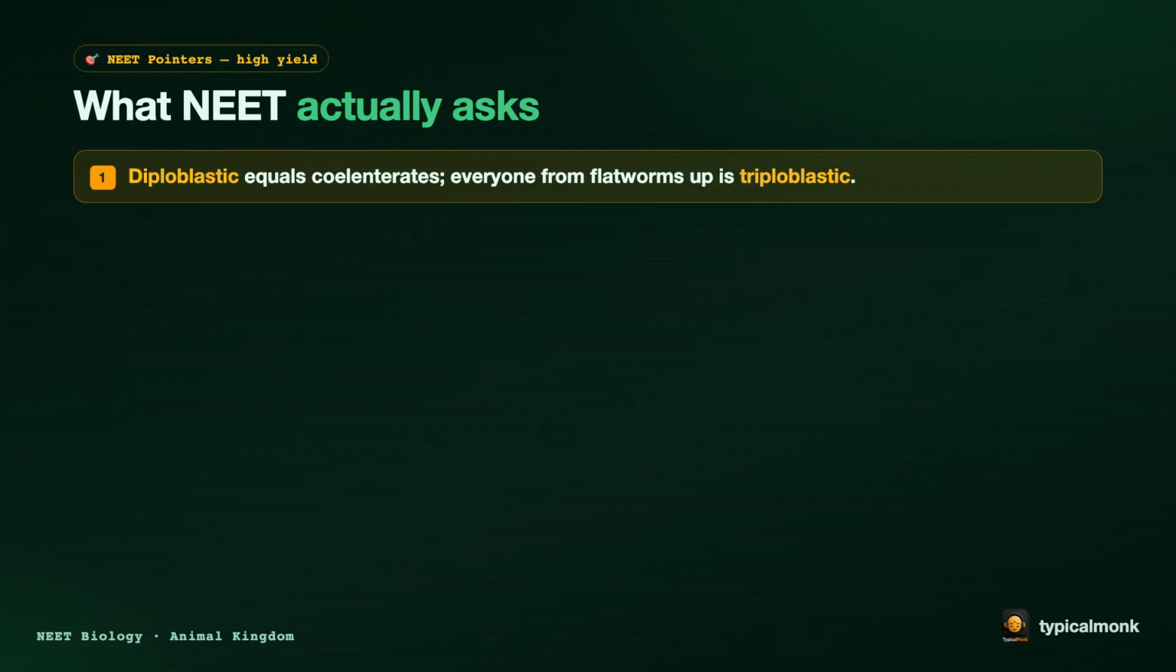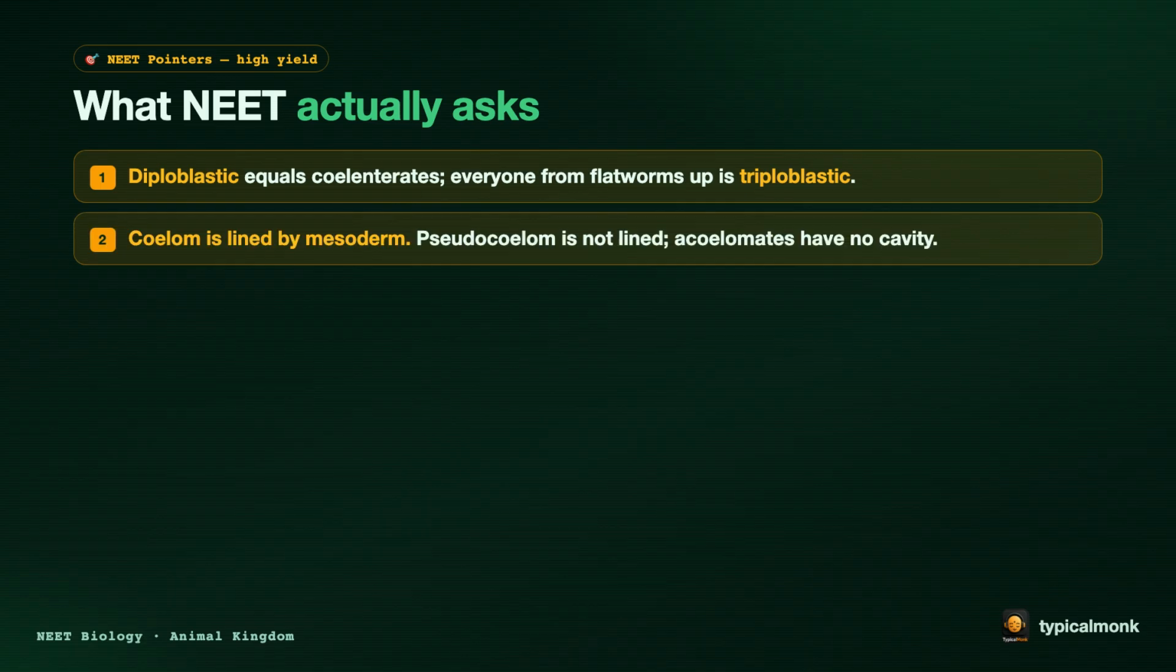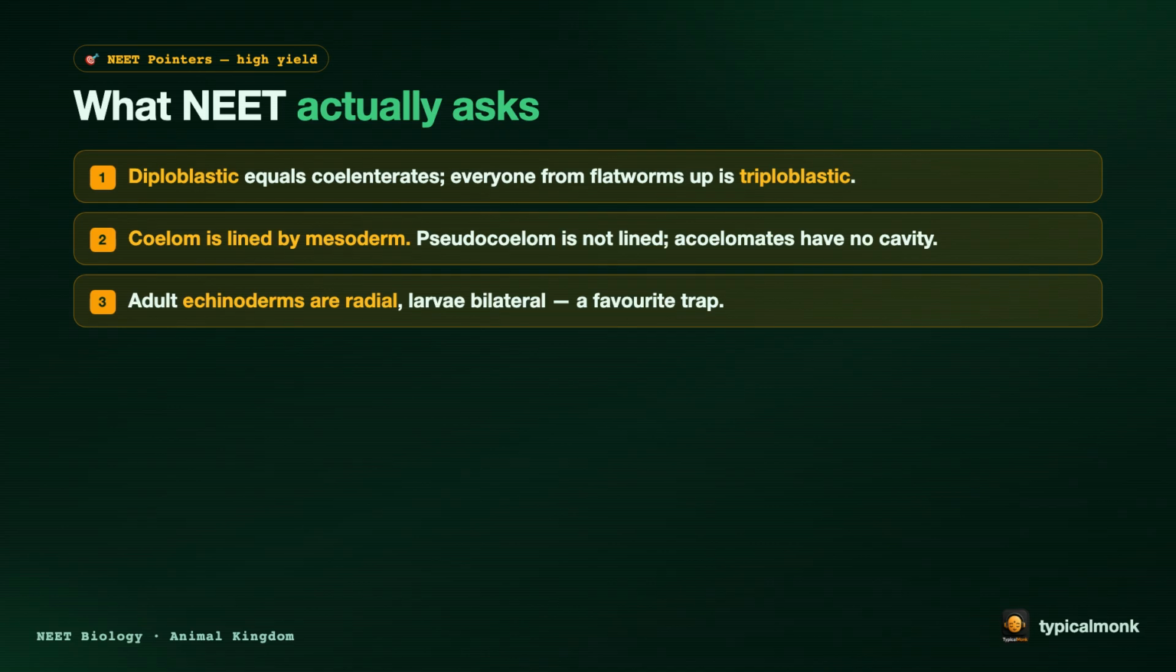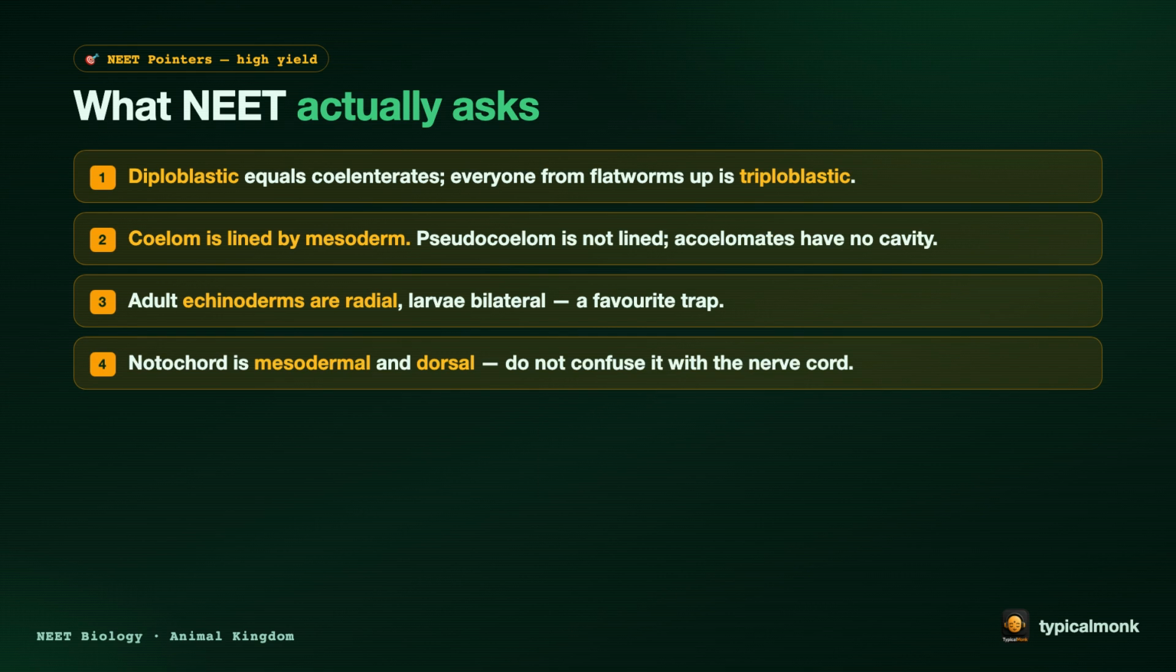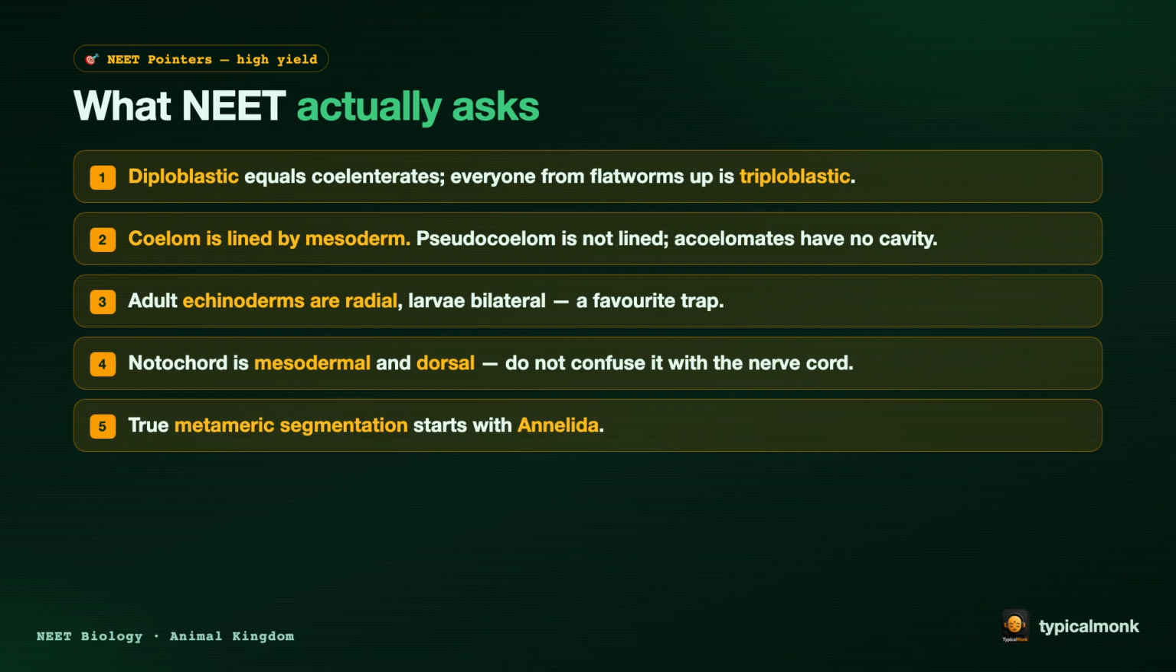Now, the high-yield pointers, the facts that NEET turns into questions. 1. Diploblastic means coelenterates. Everyone from flatworms up is triploblastic. 2. The coelom is lined by mesoderm. A pseudocoelom is not lined, and acoelomates have no cavity at all. 3. Adult echinoderms are radial, the larvae bilateral, a favorite trap. 4. The notochord is mesodermal and dorsal. Do not confuse it with the nerve cord. 5. True metameric segmentation starts with Annelida.